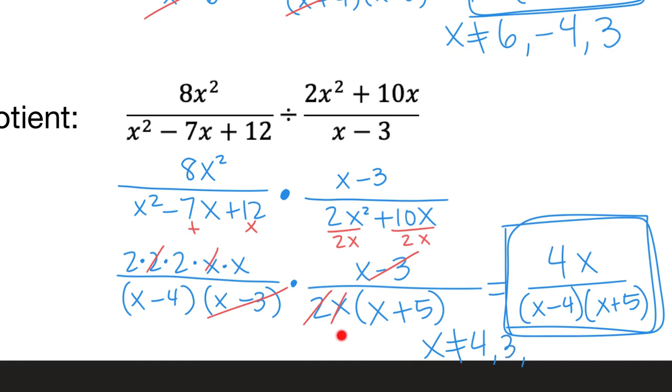Ooh, this next one's kind of funky, so let's actually set that equal to 0. If I set 2x equal to 0 and solved, I would divide each side by 2, giving me 0 divided by 2 is 0. So x cannot equal 0. And then last but not least, if I set x plus 5 equal to 0, it would give me a -5. So that's 4 different things x cannot equal. And we simplified as much as we possibly could.